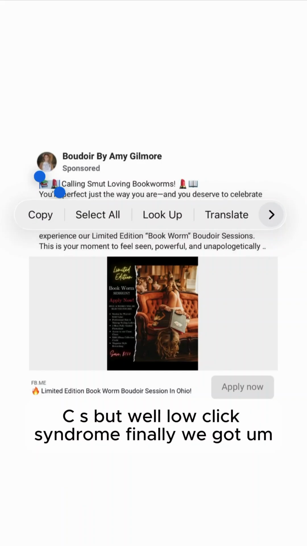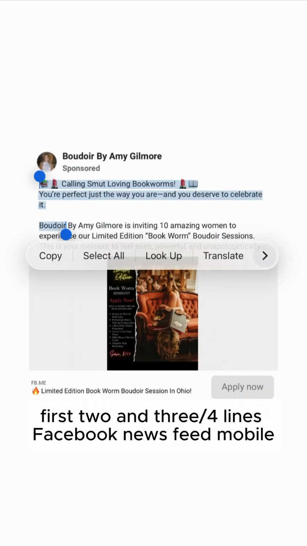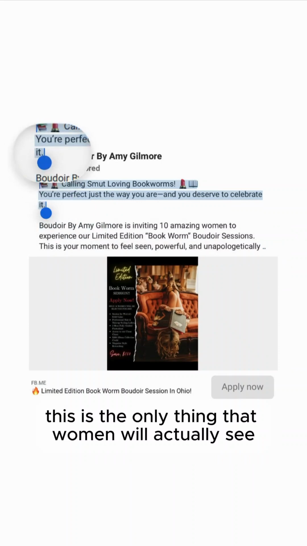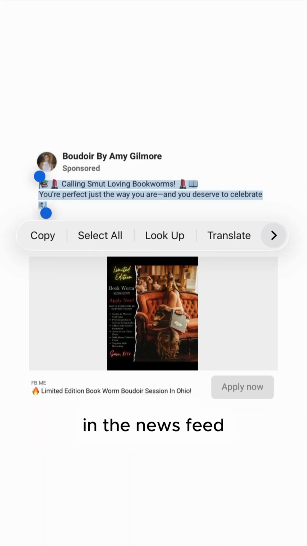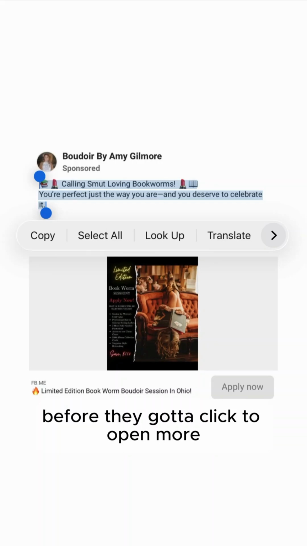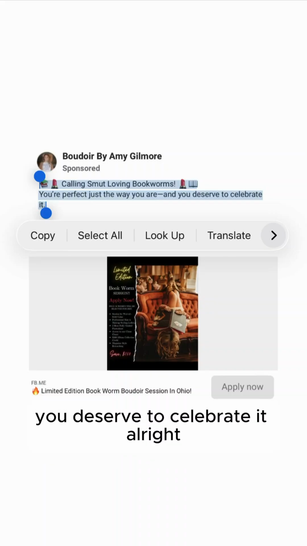Finally, we've got the see more headline up here. First two and three-quarter lines, Facebook newsfeed mobile. This is the only thing that women will actually see in the newsfeed before they click to open more, to see more. Calling small 11 bookworms. Just you deserve to celebrate. All right, so small amounts of context here, but this is the lack of context mistake.